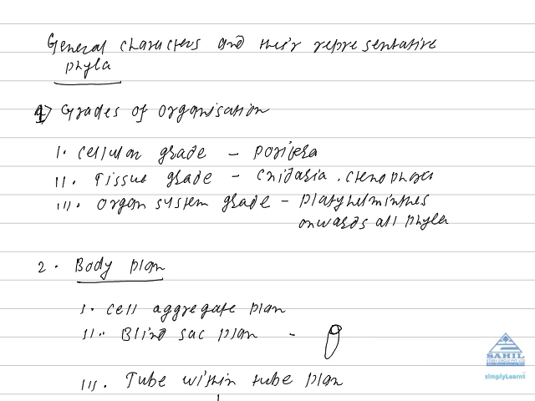The next grade, slightly advanced, where tissue is formed, is called the tissue grade of organization. It includes two phyla of the animal kingdom: one is Cnidaria, another is Ctenophora. The more advanced group, which is called the organ system grade, includes Platyhelminthes onward, all animal phyla, meaning from Platyhelminthes to Chordata, all members belong to this group.